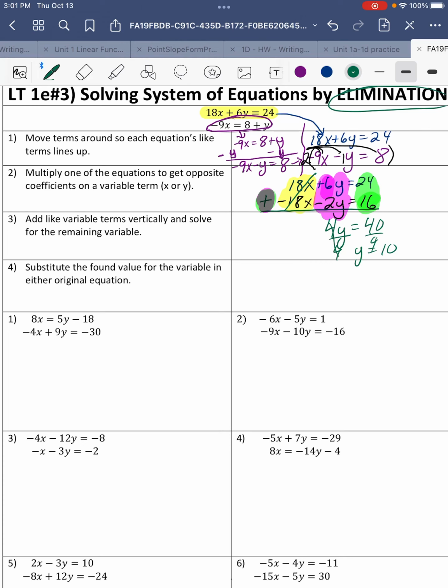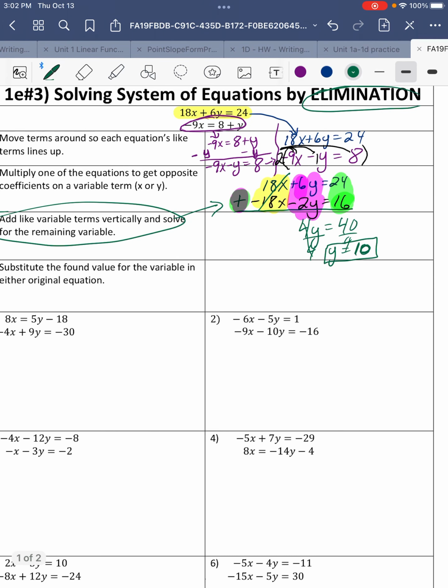So we added vertically, and I jumped right into step 3, add variables vertically. That's what we did here. So y equals 10. Now this is just like substitution. We need to figure out what the x variable is, so now we're going to substitute the found value for the variable in the original equation.